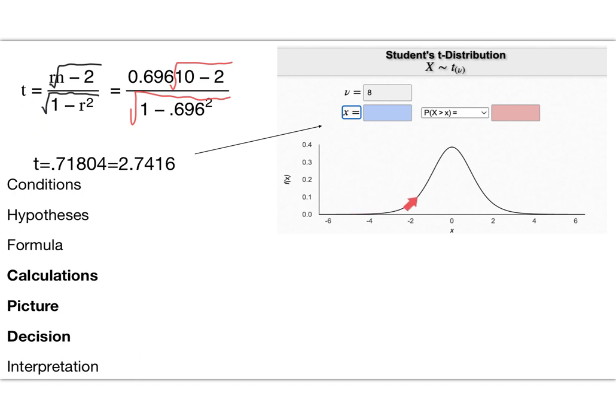On the applets page, now's the time you're going to go to the applets page. You're going to put in 8 degrees of freedom. It'll make this t-distribution. And then you're going to put in this value, 0.27416, right here. And this needs to match up with my alternative hypothesis. My alternative hypothesis that we did was HA, rho does not equal 0. Does not equal to means two-tailed.